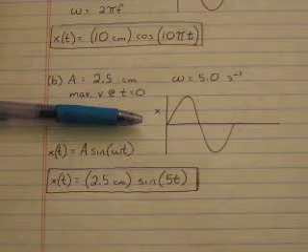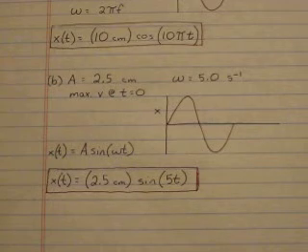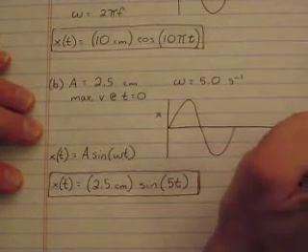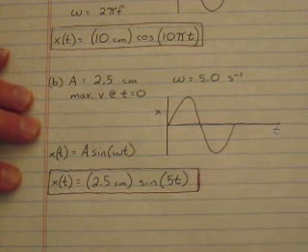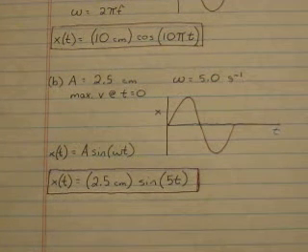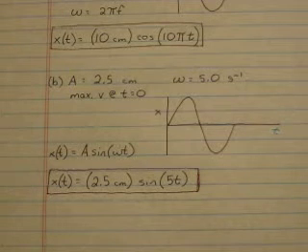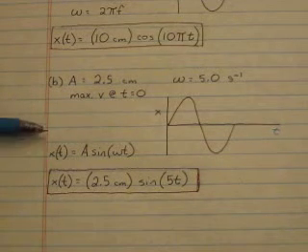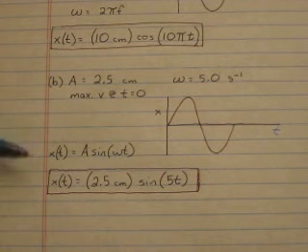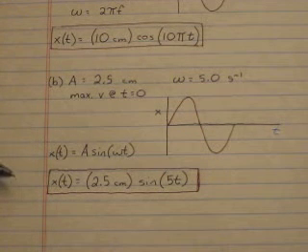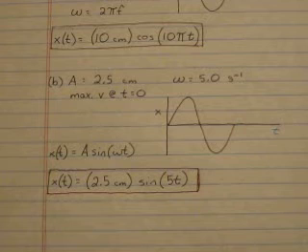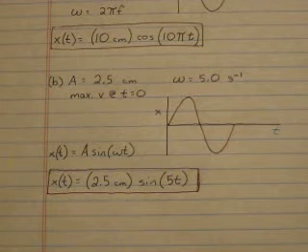Sorry, this horizontal axis should have a t here. Okay. You can see this is a sine curve. Now you could model it as a cosine curve, but it's just easiest to model it as a sine curve. So x of t equals A sine omega t. Therefore x of t equals 2.5 centimeters times sine of 5t.